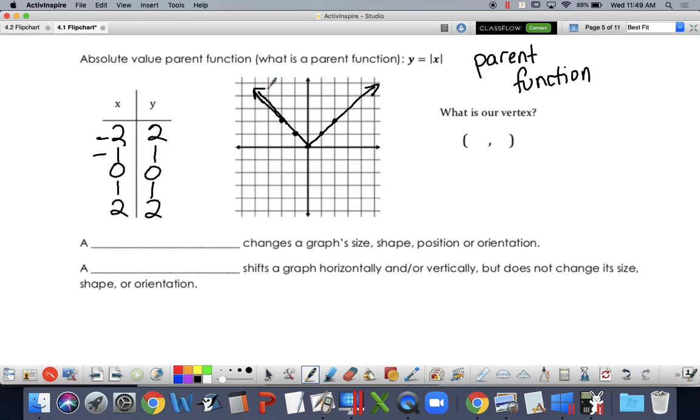What is the vertex of this function? The origin, exactly that. Right? And when we talk about vertex, it could either be a minimum or it could be a maximum. It's when your slope changes. So in this case, I have a negative slope, and then it changes to be a positive slope. So wherever that change happens, that's what we call your vertex. It could be a min or max. In this case, is it a minimum or a maximum? It's a minimum.